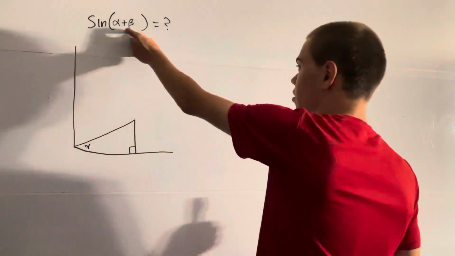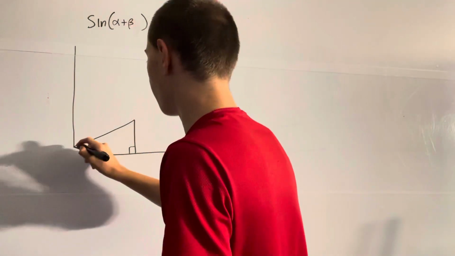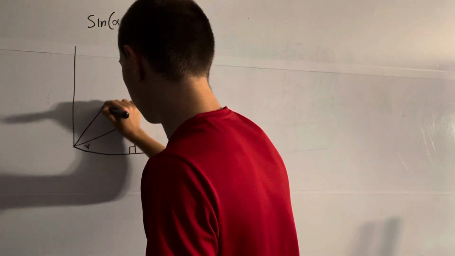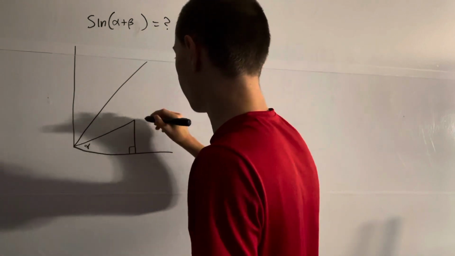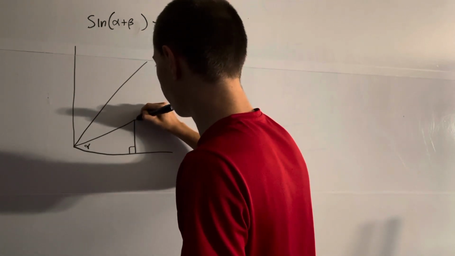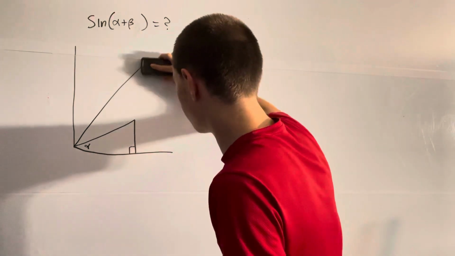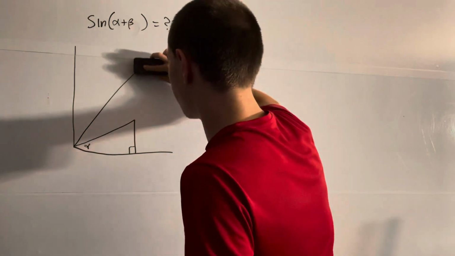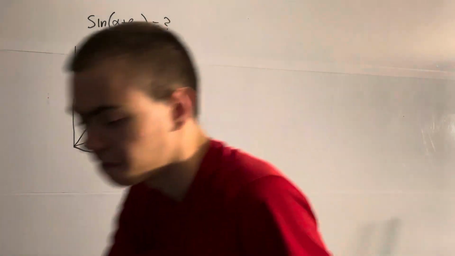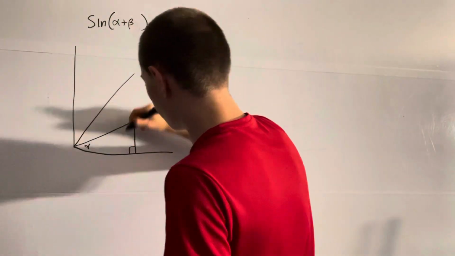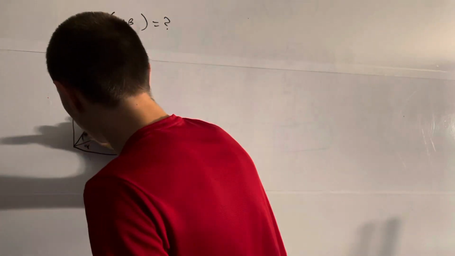Now, since we're adding these two angles, I'm going to have to draw angle beta above angle alpha. It's going to look something like this. I'm going to need to extend this a little bit. Wait, no, never mind. I'm trying to draw the triangles in a certain way so that we can get the best possible way to derive the sine of alpha plus beta with this sort of method. So this is beta.